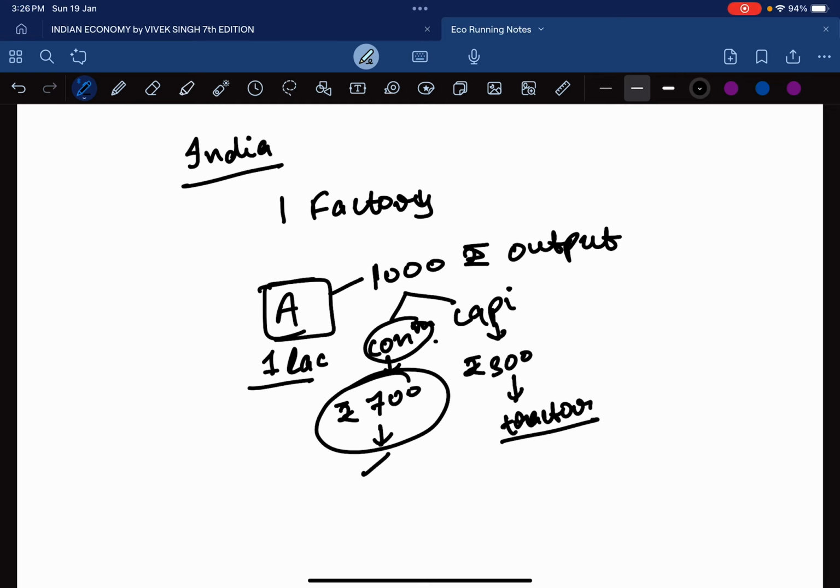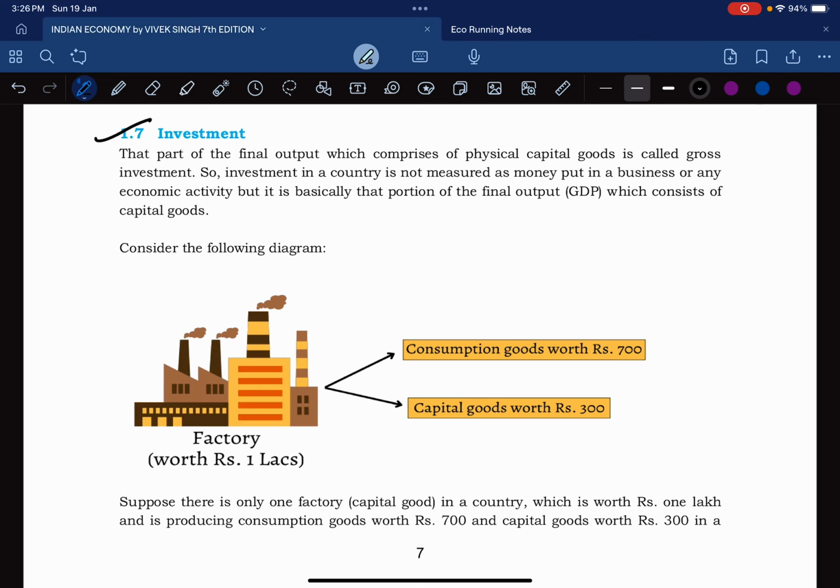So consumption good will not further go in the chain of making more products, so it will be consumed fully, while on the other hand the capital good will help in production of more goods, right? So this capital good is like an investment because it will help us produce more goods and it will give us more output, right? So let's see what it says here. The part of the final output which comprises of physical capital goods is called gross investment.